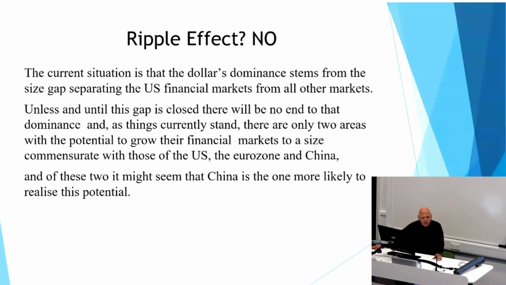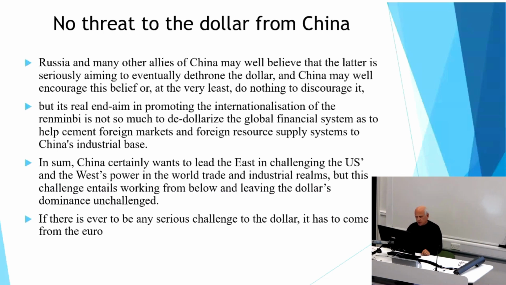The current situation is that the dollar's dominance stems from the size gap separating the US's financial markets from all other markets. Unless and until this gap is closed, there will be no end to that dominance. And as things currently stand, there are only two areas with the potential to grow their financial markets to a size commensurate with those of the US, the Eurozone and China. Of these two, it might seem that China is the one more likely to realize this potential.